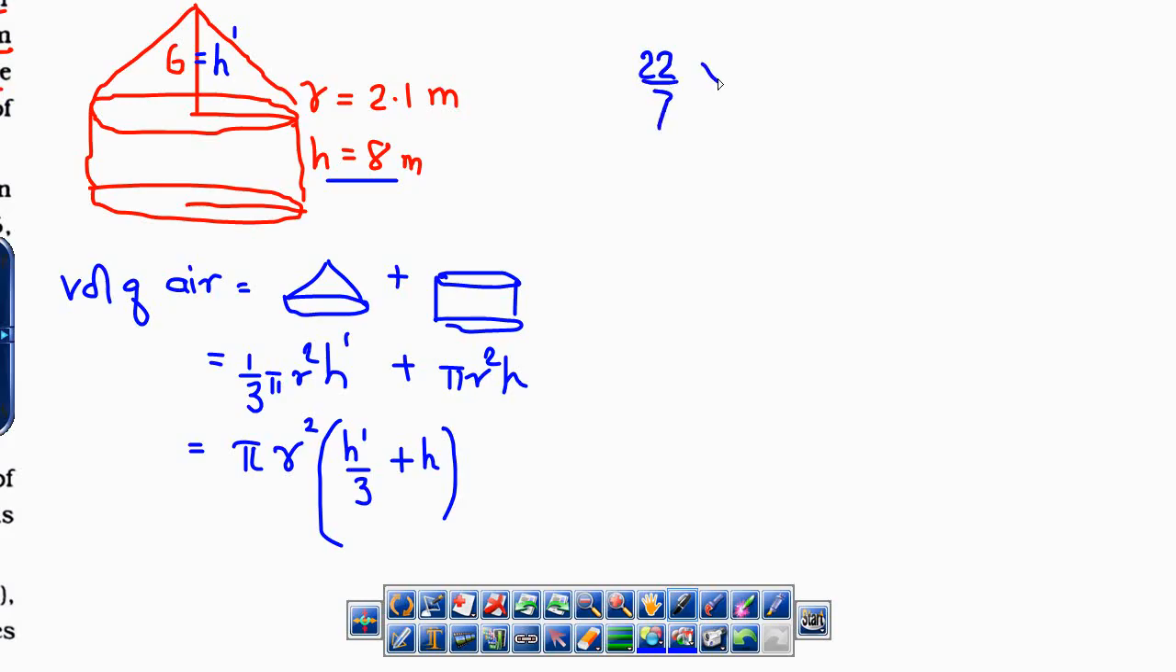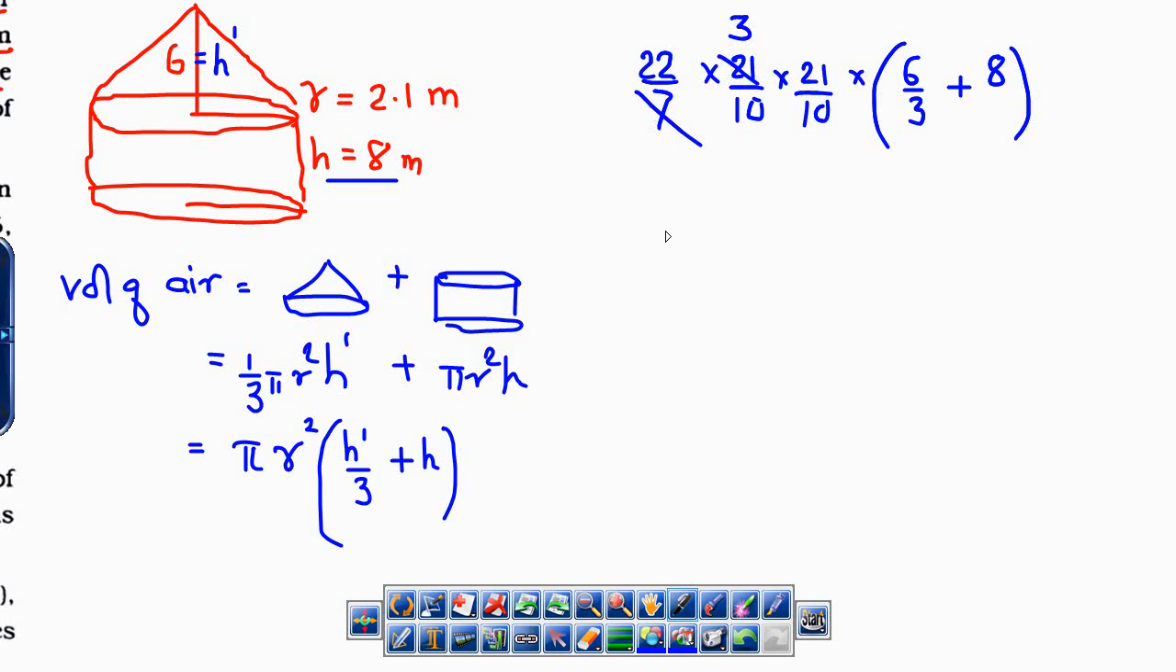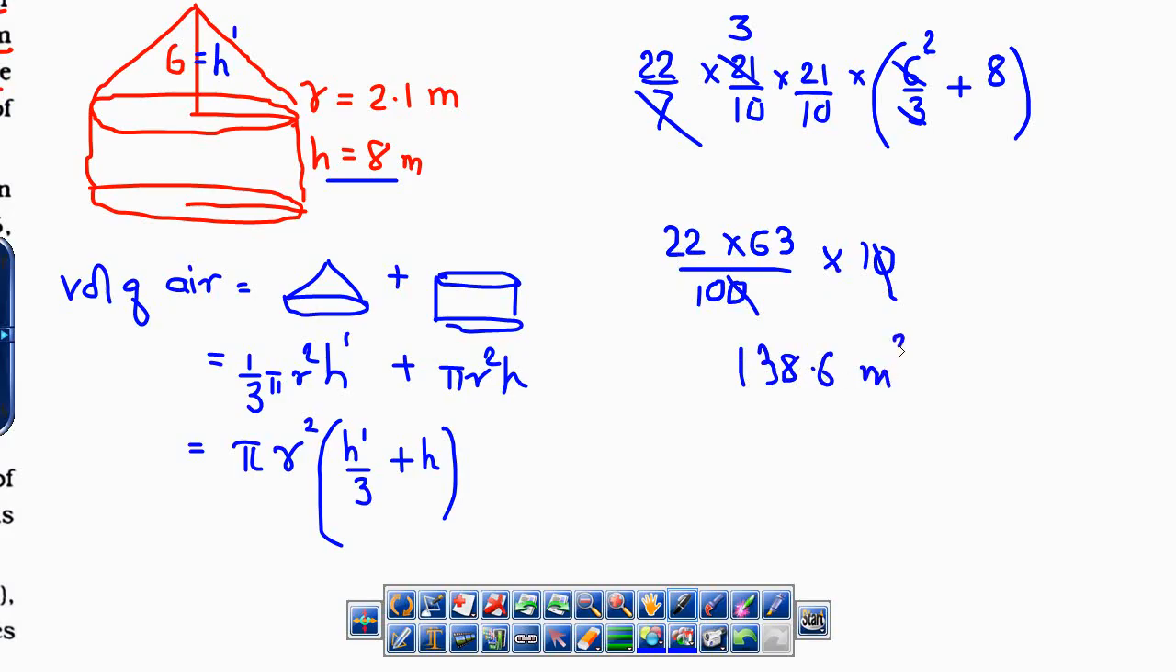Pi 22/7, r square, take r two times. r is 2.1 meter, so I will take 21/10, 21/10 2 times. h dash upon 3, 6/3 plus h 8. 7 and 21 cut, 3 left. 22 copy paste, 3 into 21 is 63 copy paste upon 100, and this is 2 plus 8, 10. One zero also cut. All you have to do is 22 into 63 and then divide by 10. Answer is 138.6 meter cube volume of air inside the tent.